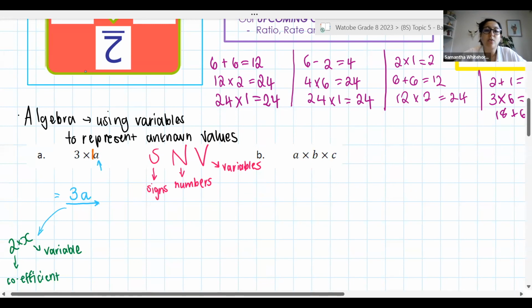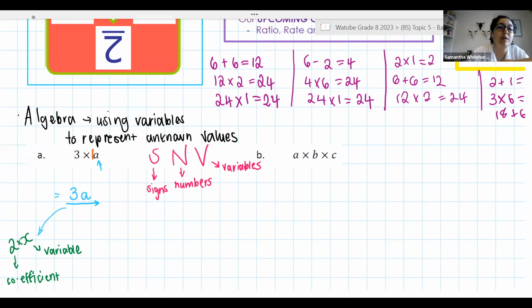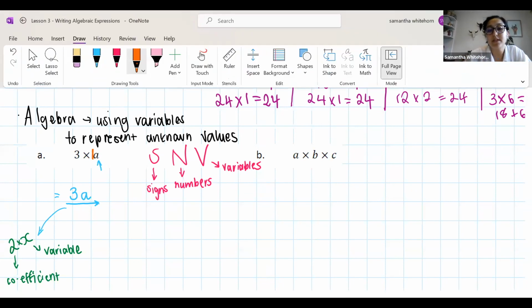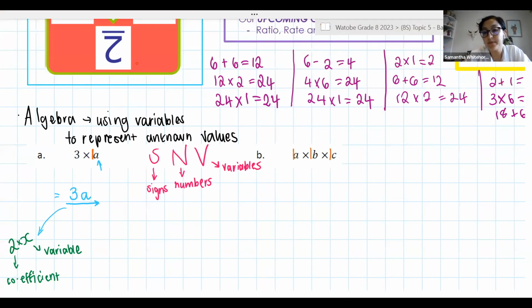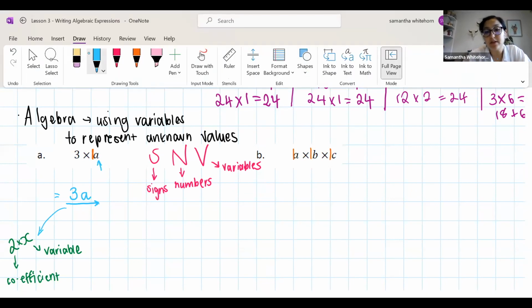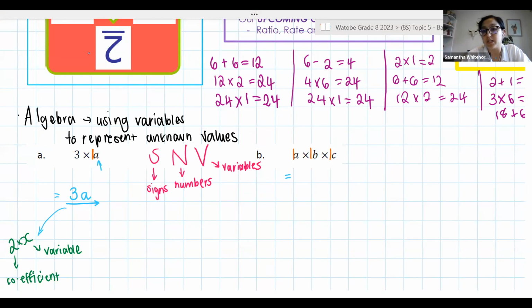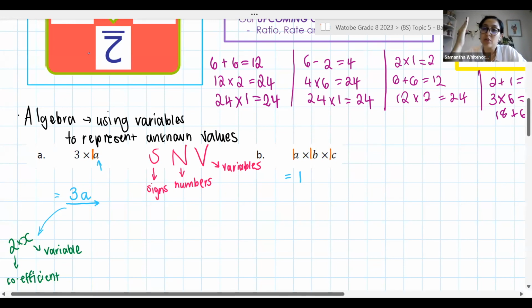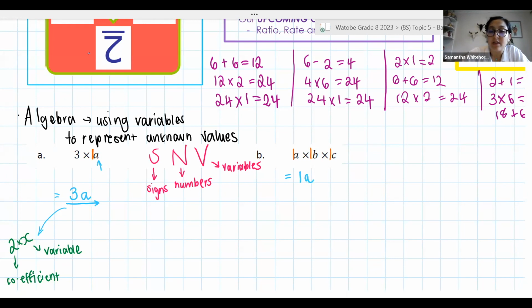Righty, if we then look at question B, again, what you need to remember is that all of these variables have a coefficient of 1. They are all positive, which means our final sign is going to be positive. And 1 times 1 times 1 is still 1. So if you want to write the coefficient of 1 there, that's fine, but you don't have to. And now again, all of our variables are different. We've got A times B times C. They represent 3 different unknown values. And so the product of them is just A, B, C.